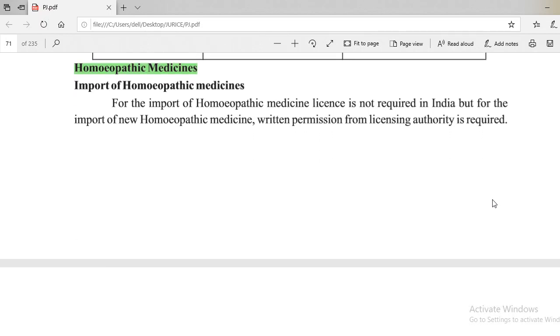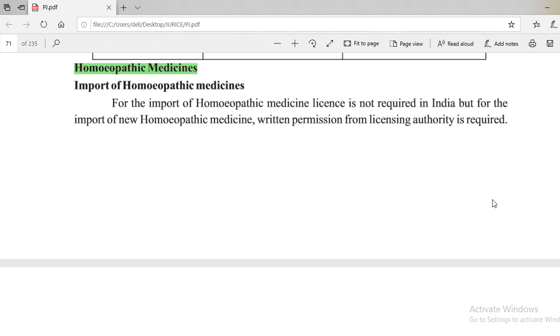So, import of homeopathic medicine. Now remember, we haven't seen import of Ayurvedic medicine. What could be the reason for this? Just think for 2 or 3 seconds. The reason they have not mentioned the import of Ayurvedic drugs is, I think, that Ayurveda or the Unani or Siddha, all these traditional medicines originated in our country itself.